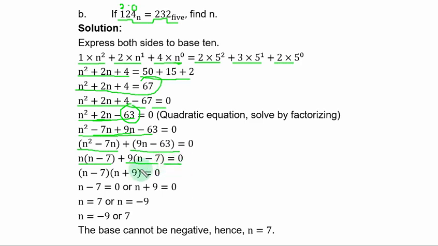You equate it to 0. Clearly, n minus 7 is common. If you factor it out again, you have n plus 9 remaining, and they form the second bracket. You equate each factor to 0. If you transfer the respective constant terms, you have n equal to 7 or n equal to minus 9. So therefore, n is equal to minus 9 or 7. The base cannot be negative, hence n is equal to 7.